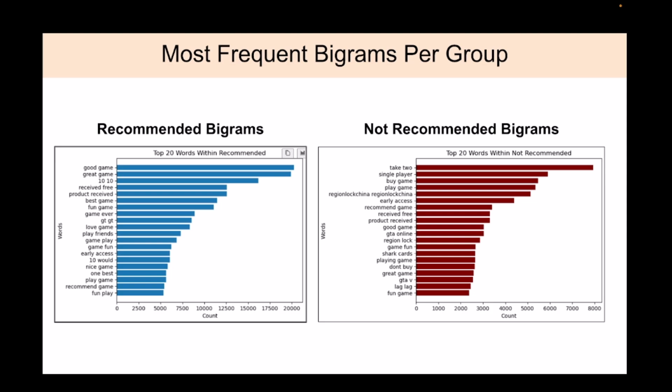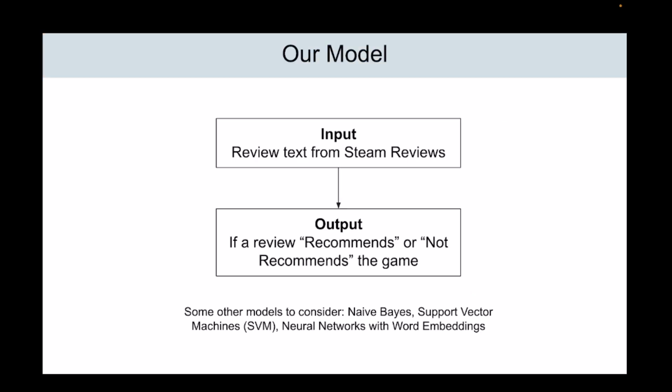But in not recommended bigrams, surprisingly, you can see some positive words. You can see buy game, play game. You could see single player and receive free, some neutral words. We could also still see some negative words, such as don't buy and stuff. Now that we've done our EDA, let's start building our model.